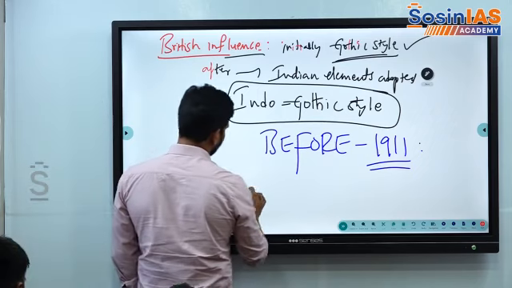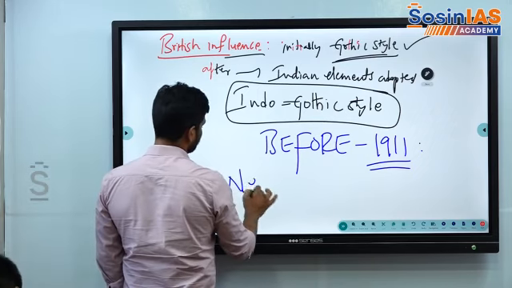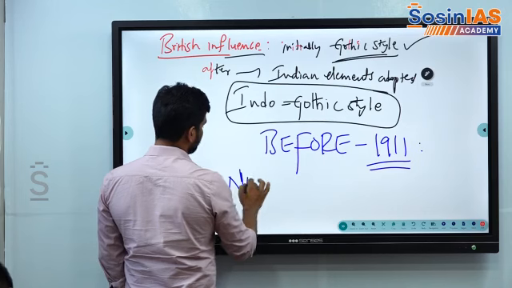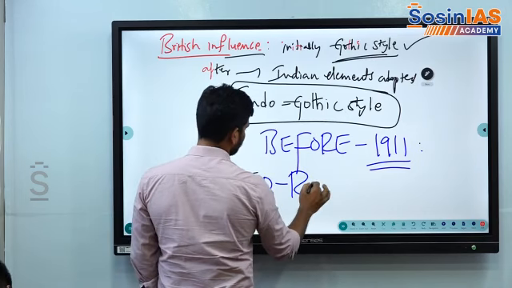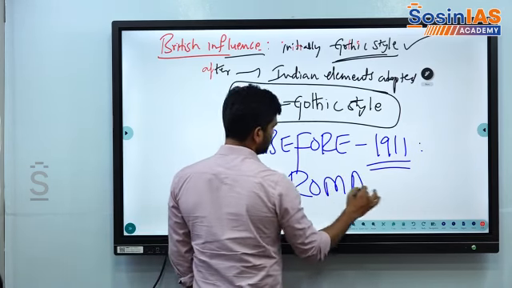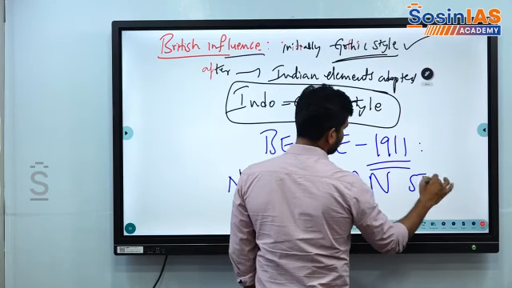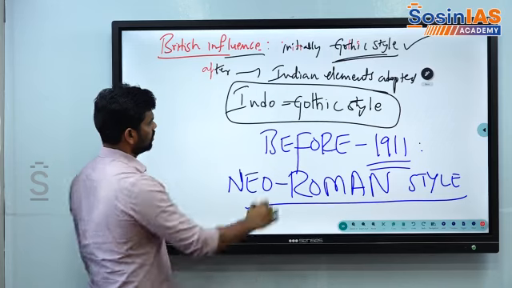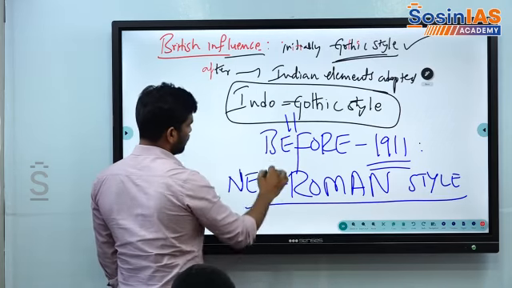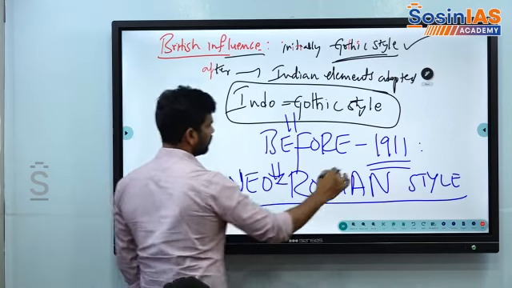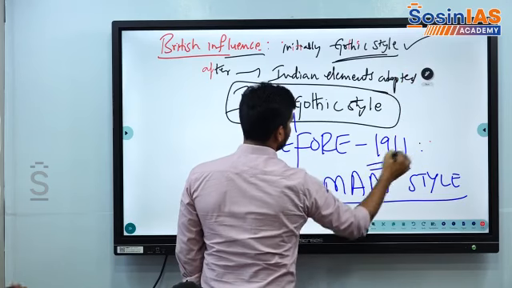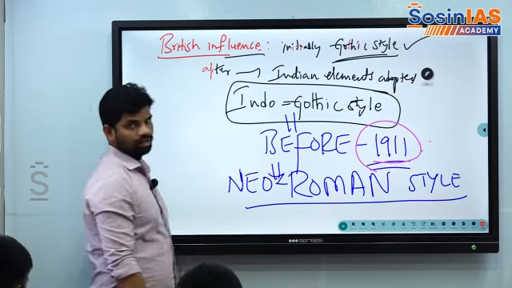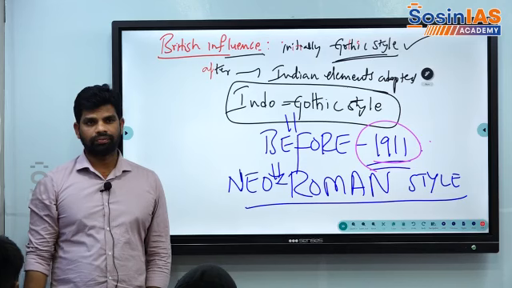After 1911, they followed Neo-Roman style. So before 1911 they followed Indo-Gothic style, and after 1911 they followed Neo-Roman style, also known as Neo-Classic style.